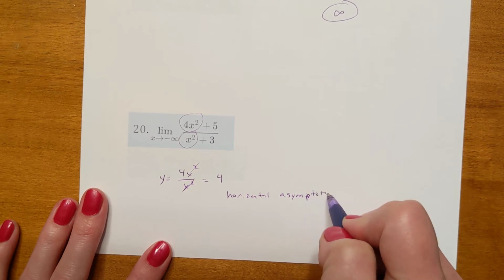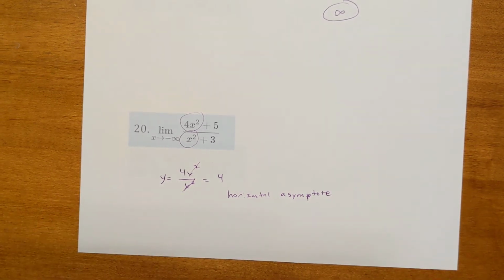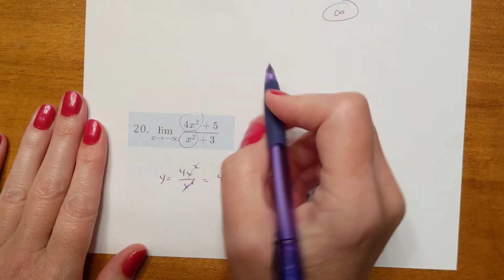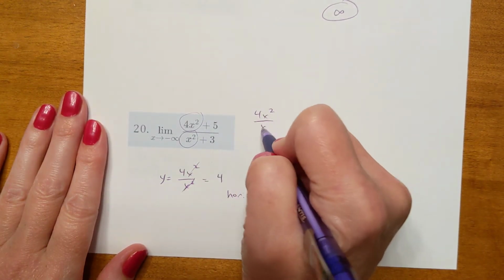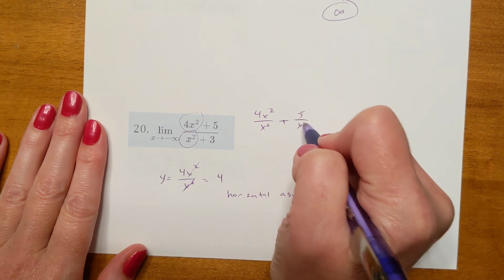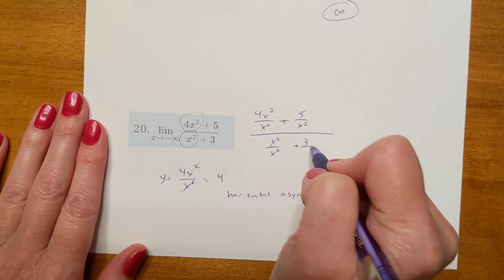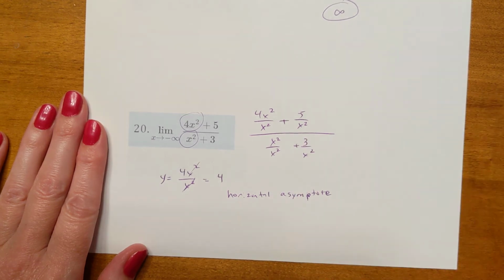So as the graph goes to negative and positive infinity, the graph's approaching the number 4. The longer answer is you're supposed to take whatever the highest power is in the denominator and divide everything by it. The highest power in the denominator is x squared, so divide everything by x squared. And then you look at it as it goes to infinity.